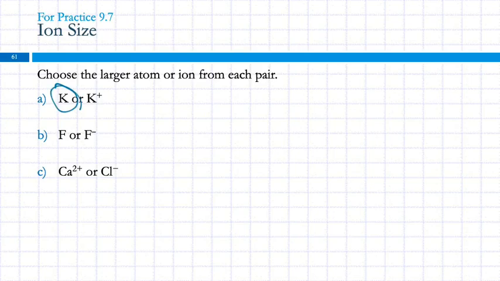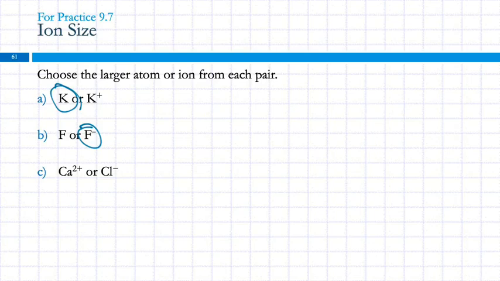Fluorine or fluoride? Well, when it goes from fluorine to fluoride, are we gaining or losing electrons? Gaining. We're adding stuff to the outside. That makes it bigger. So fluoride is bigger. Those should be pretty easy, unless you trick yourself, right? Sometimes it is as simple as it seems.